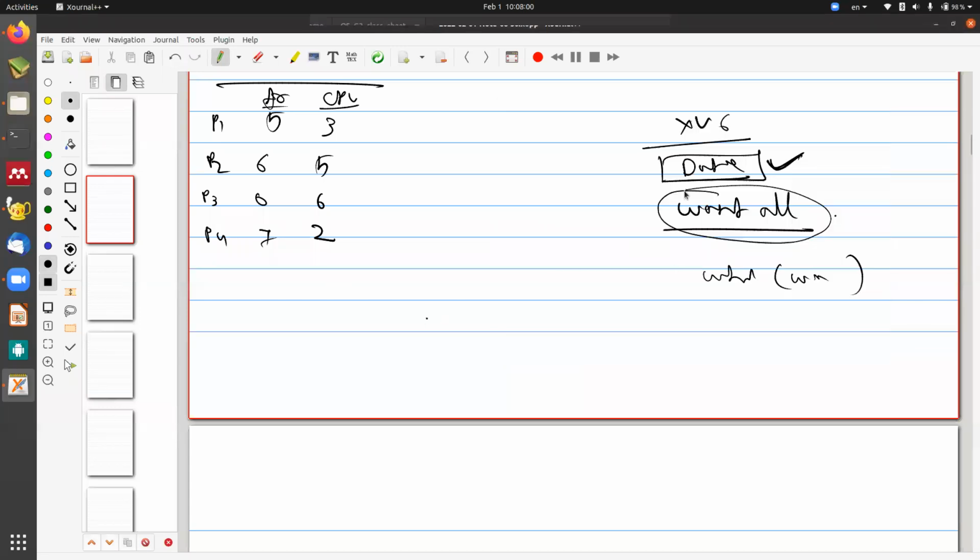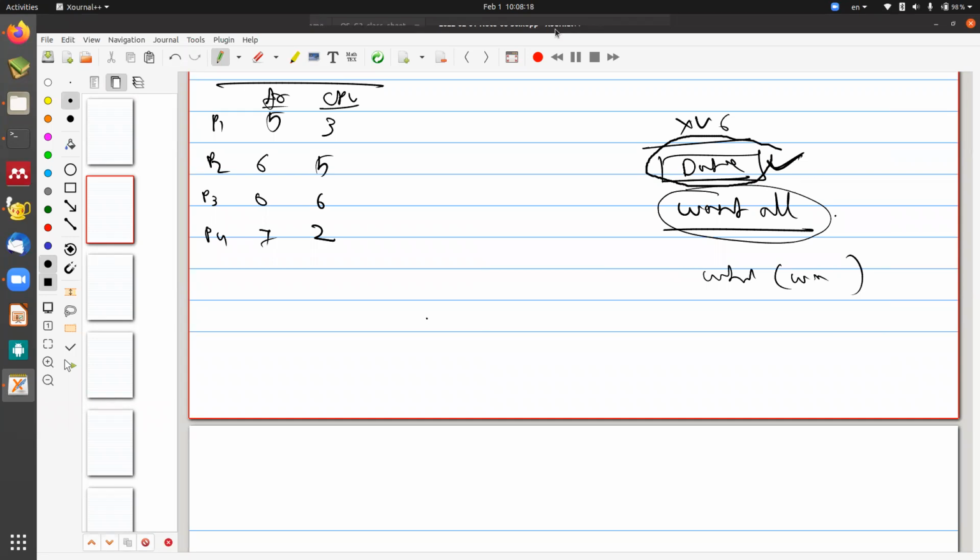Okay, these are the two. One more I have thought of, but currently I am not telling. Once you finish this, I'll tell you that. You have to prepare a wait all system call, which will wait for all the children, and you prepare a command called date.